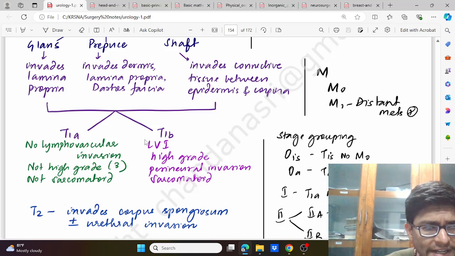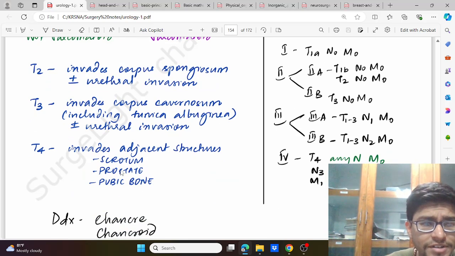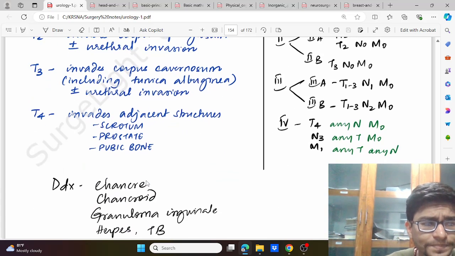It could be divided into A and B, where A is no lymphovascular invasion, not high grade lesion and not sarcomatoid, and B is lymphovascular invasion or high grade or perineural invasion or sarcomatoid type. Then T2, where the tumor involves the corpora spongiosum with or without urethral invasion. T3 is involvement of corpora cavernosum. First is spongiosum, second is the cavernosum, including tunica albuginea with or without urethral invasion, and T4 is surrounding structures like scrotum, prostate, pubic bone.